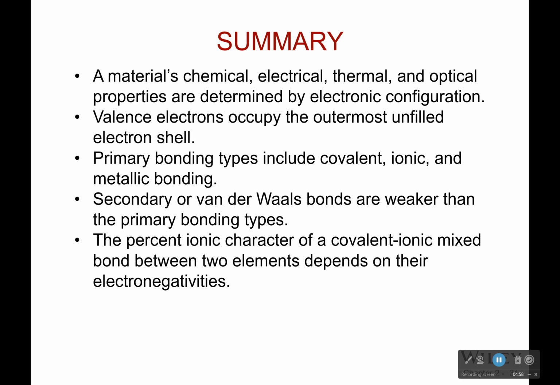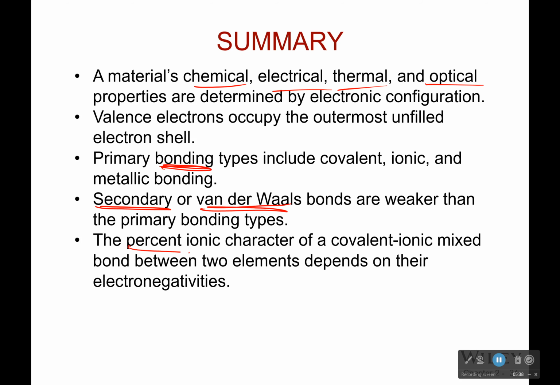Okay, so in summary, a material's chemical, electrical, thermal, and optical properties are all determined by its electronic configuration. We learned that electrons try to fill up these electron shells, and they'll keep on going until they can finally fill them up. But if they don't have enough electrons, then they're going to start bonding because they want to either clean out one of their shells to leave it completely empty, or they want to completely fill a shell. We also learned that secondary, or van der Waals bonds, are very, very weak. They're much weaker than the primary bonding types of ionic, covalent, and metallic.